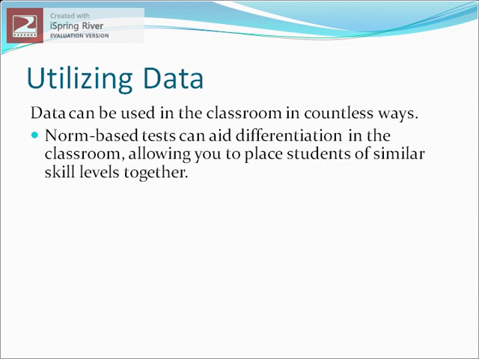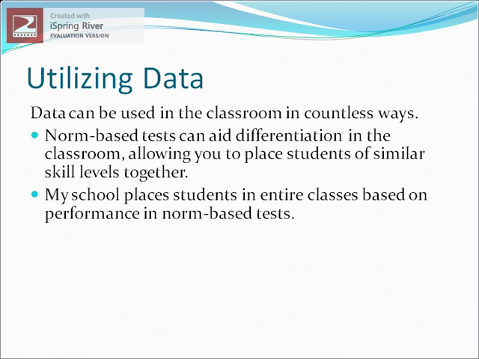Now, the norm-based test can aid in differentiation, like I already said. When you group up students, it's really helpful to be able to group them based on similar skill levels, or at least to have some of that knowledge when you're placing them in groups, because it means that when you differentiate with your students, instead of differentiating with 25 individuals, you can clump them up into different proficiency groups and differentiate to those instead.